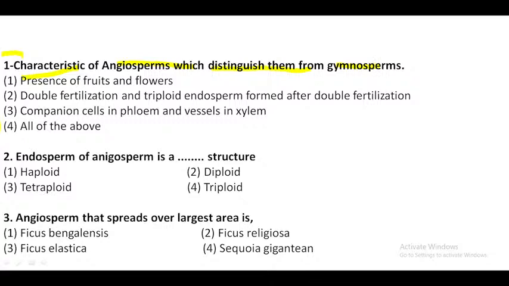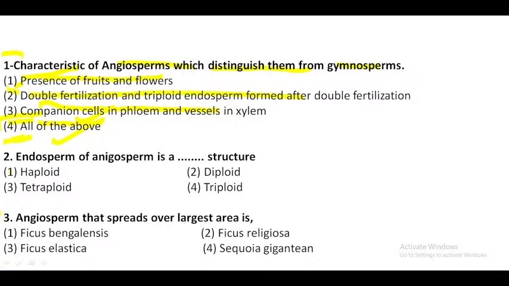Option number one, presence of root and flower. Second is the double fertilization, triploid endosperm. Third is the companion cells in phloem vessels, and fourth is all of the above. So your answer will be all of the above. Clear? So your answer is all of the above.